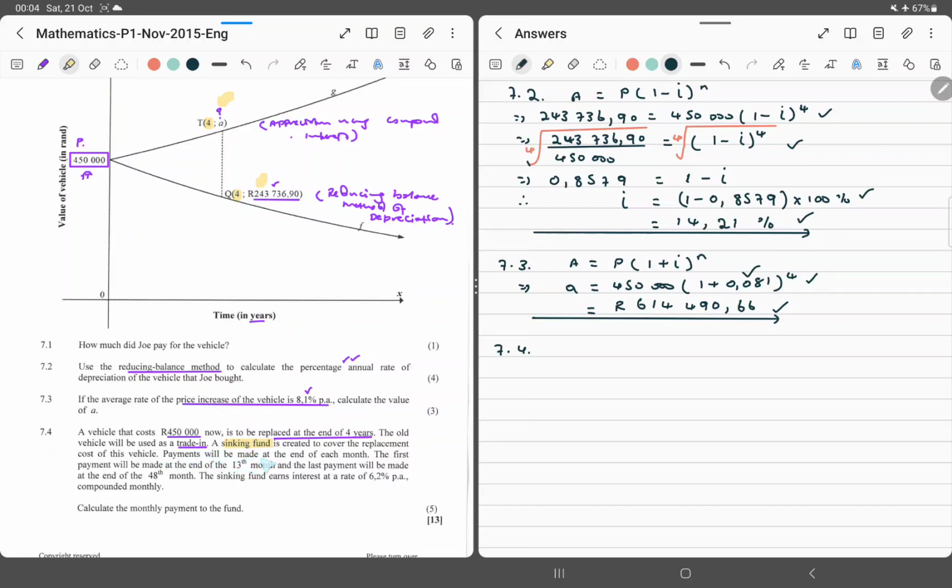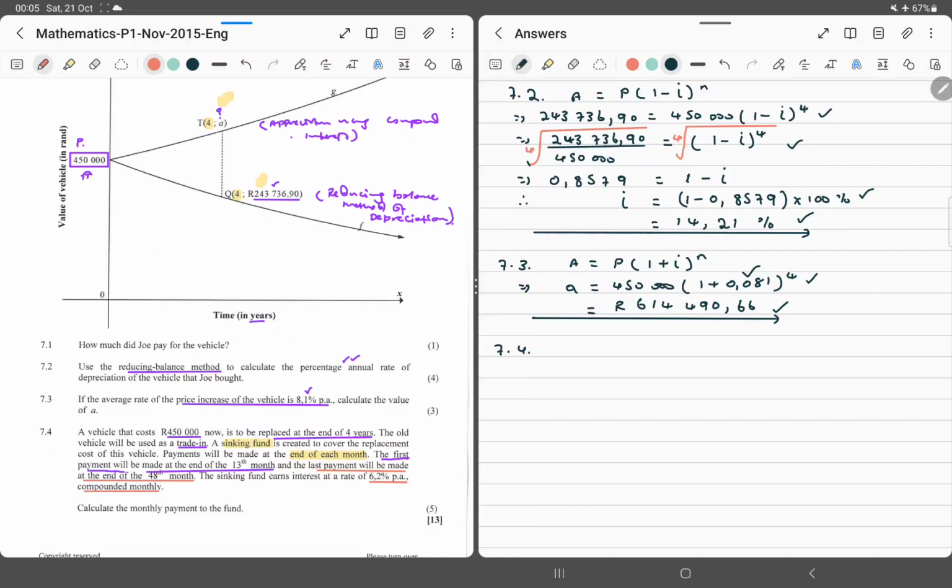Now I told you the payments are made at the end of each month, so that's fine. Now the first payment will be made at the end of the 13th month, okay? And the last payment will be made at the end of the 48th month. That is exactly at the end of those 4 years. And then the sinking fund earns interest at 6.2% per annum compounded monthly.